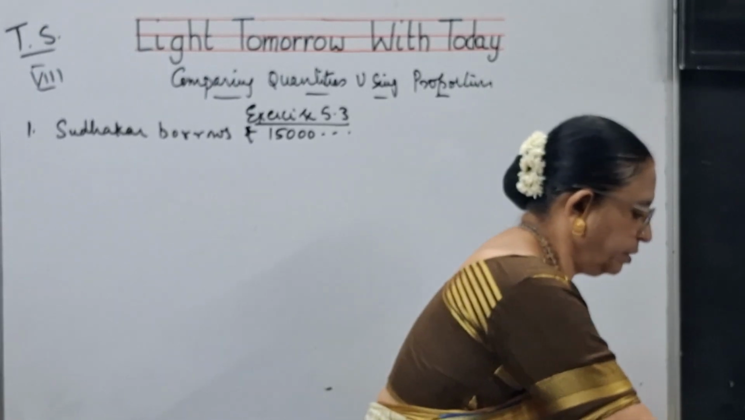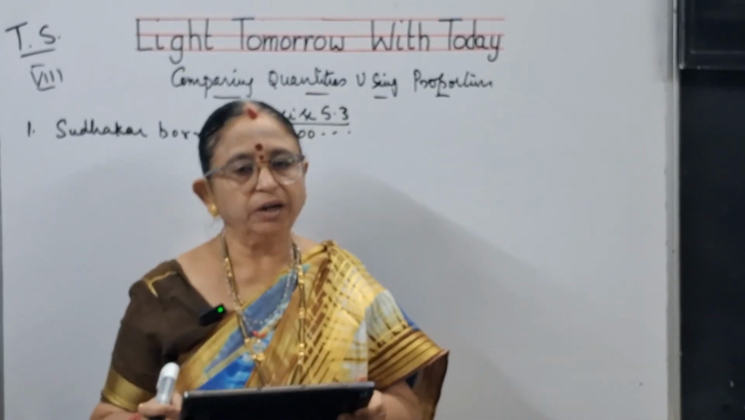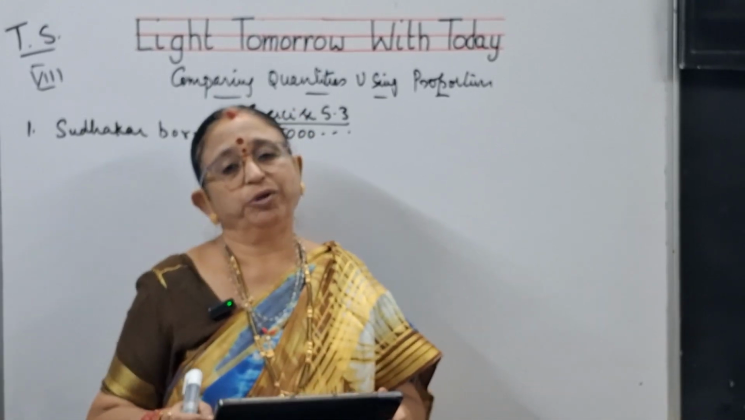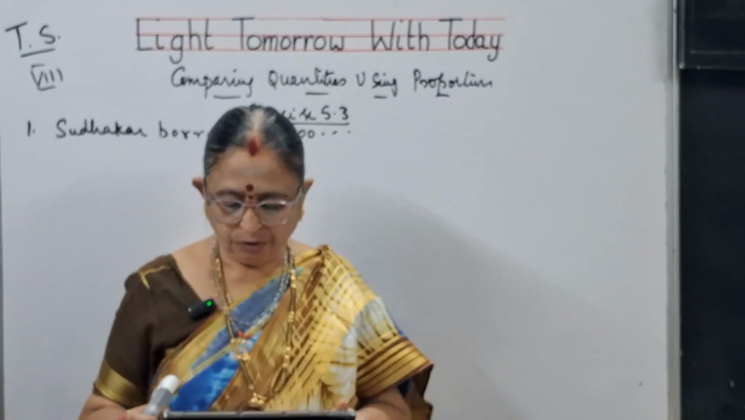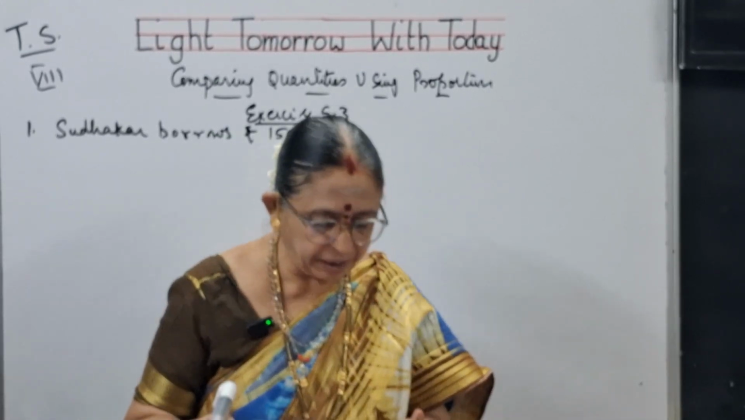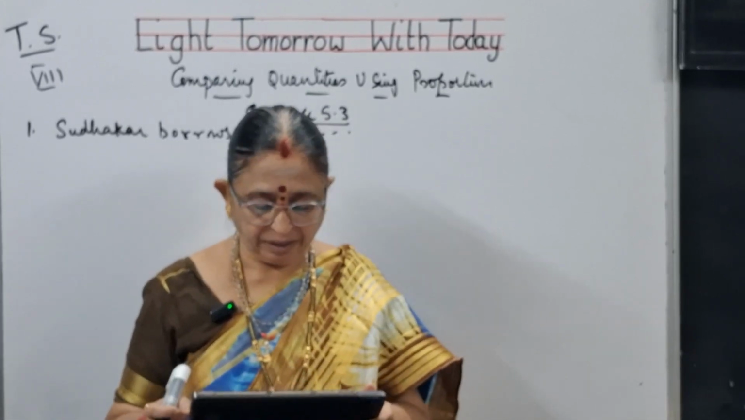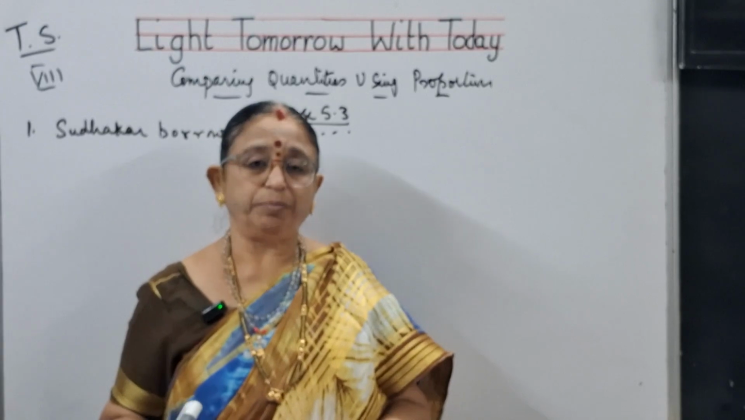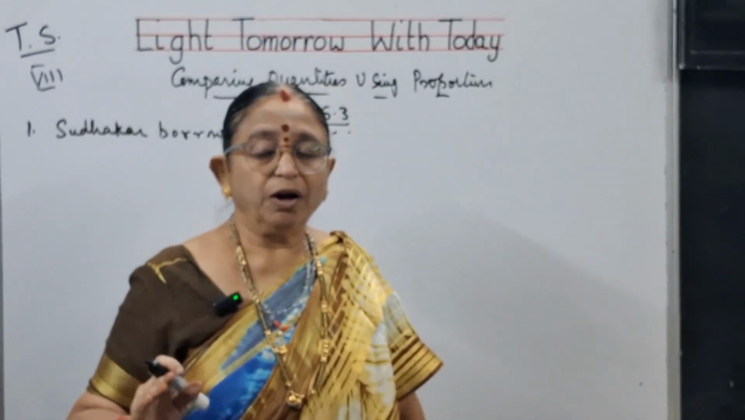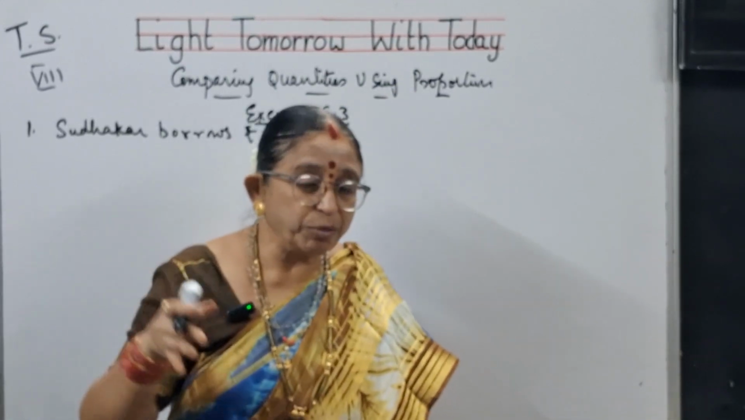Let me read. Sudhakar borrows rupees 15,000 from a bank to renovate his house. Means to do some repairs and to make it a little more attractive. He borrows the money at 9% per annum, simple interest, over 8 years. For 8 years he has taken. What are his monthly repayments? How much does he have to pay every month? That means for 8 years, what is the amount he has to pay?